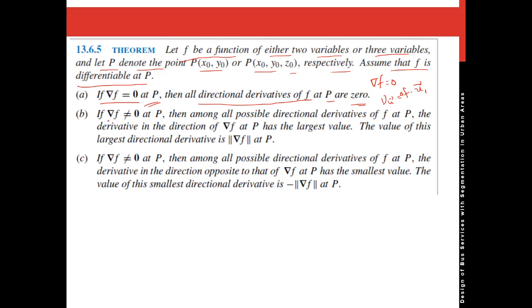Next, if del f is not equal to 0, then among all possible directional derivatives of f at P, the derivative in the direction of del f at P has the largest value. That means del f and u have the same direction, theta equal to 0, and the maximum value is the norm of del f. And if del f and u have opposite directions, then it has the minimum value, minus the norm of del f.